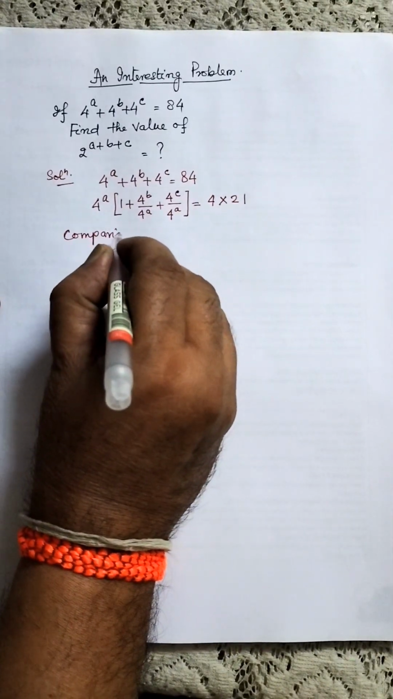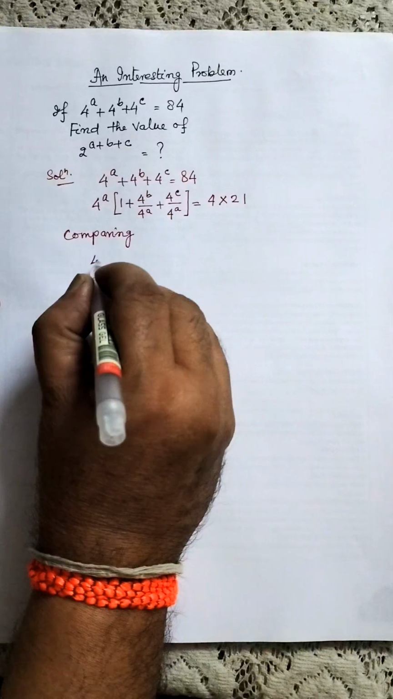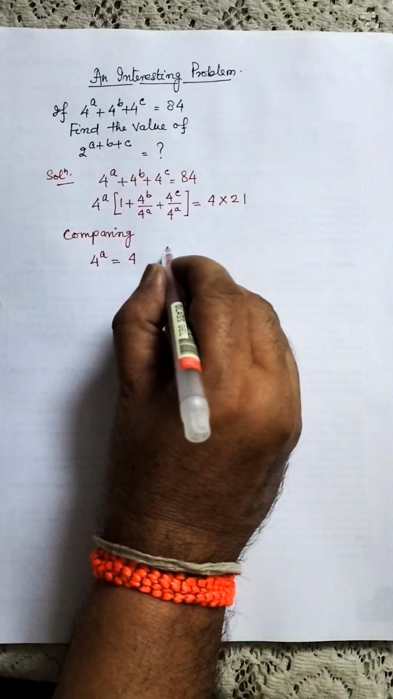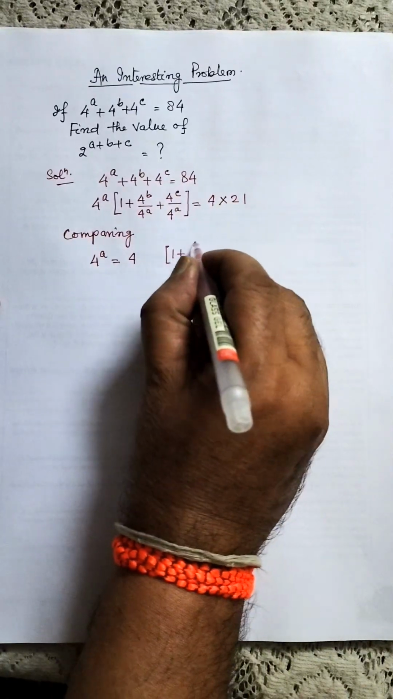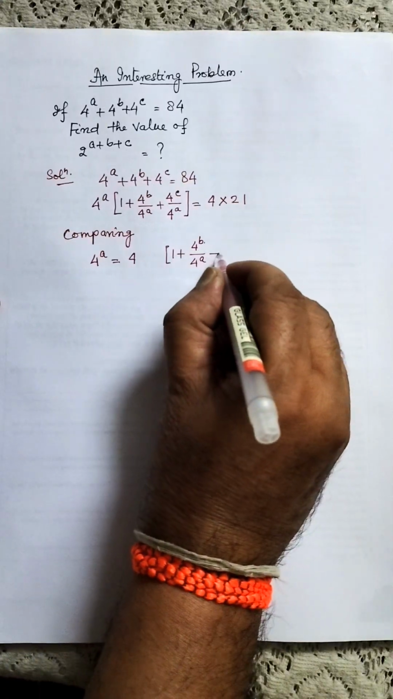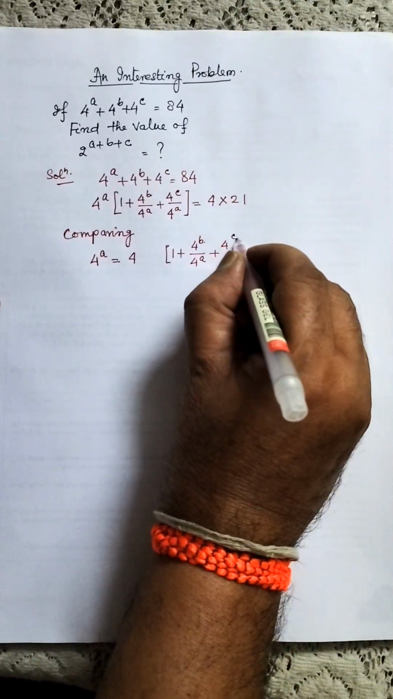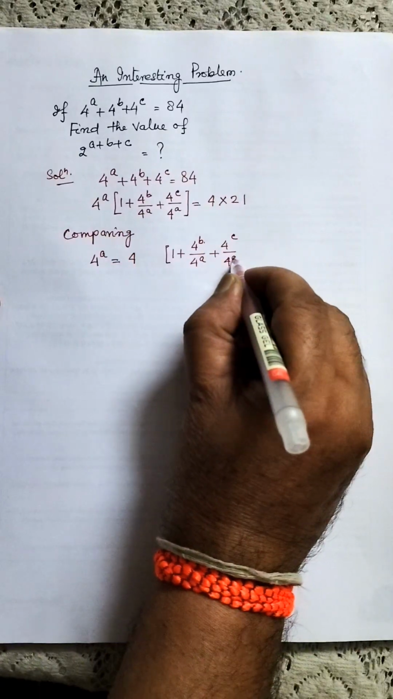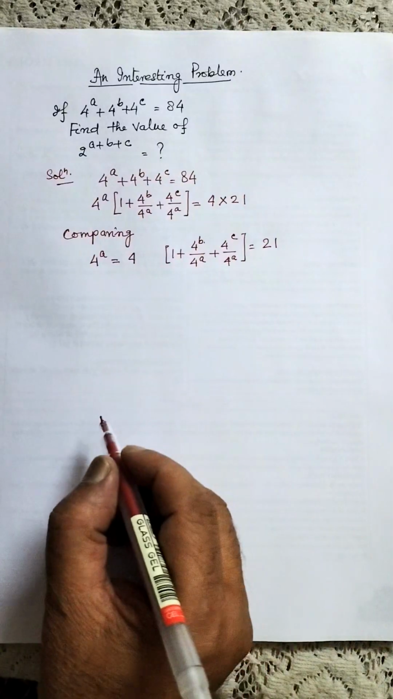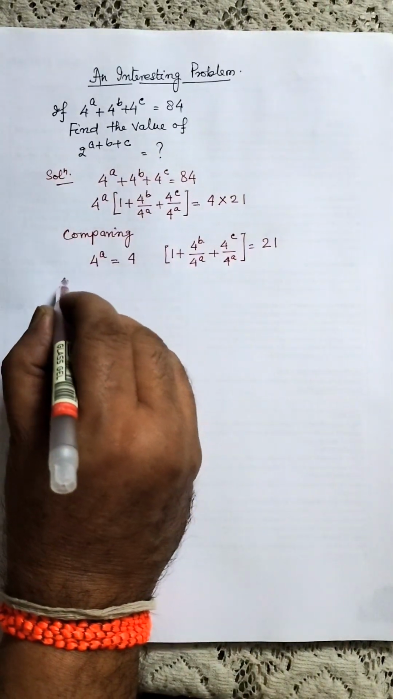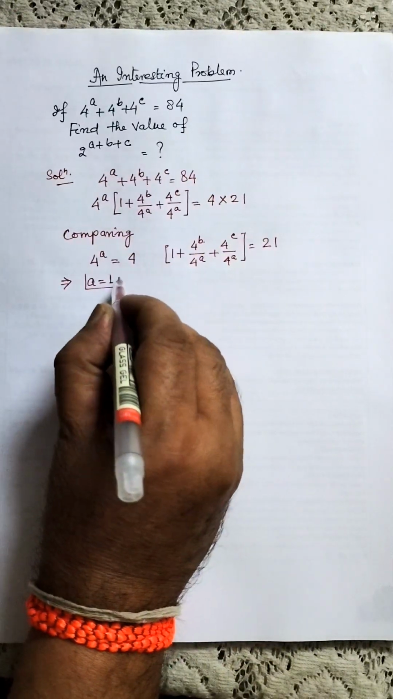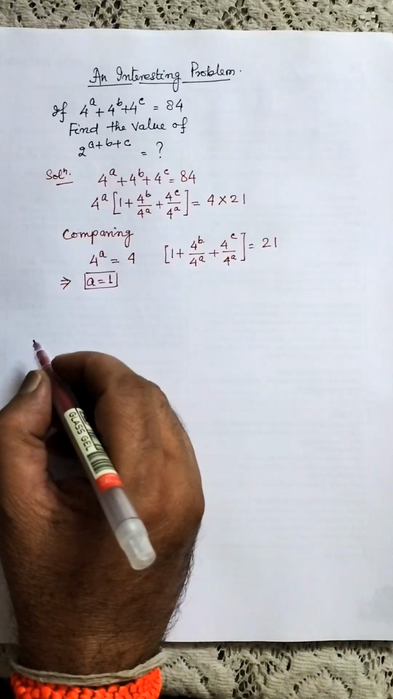Comparing, we have 4 raised to the power of a equals 4, and the other factor, 1 plus 4 raised to the power of b upon 4 raised to the power of a plus 4 raised to the power of c upon 4 raised to the power of a, as 21. Fine. From this part, I can conclude that a is equal to 1. Bases are same, so their powers will be same.